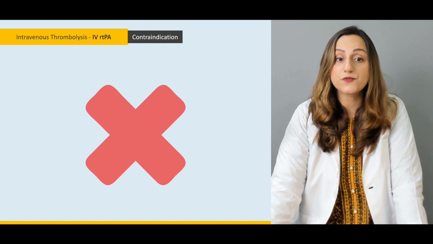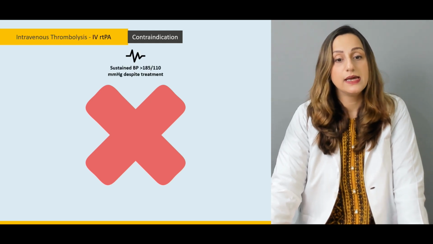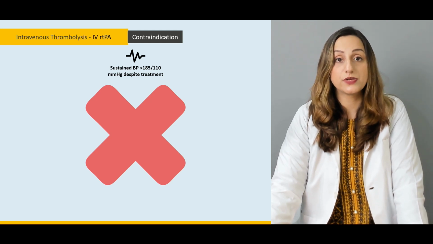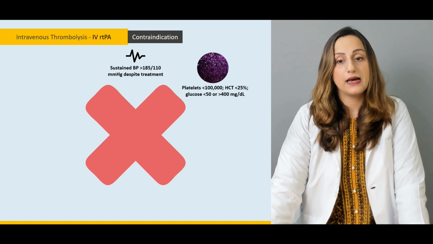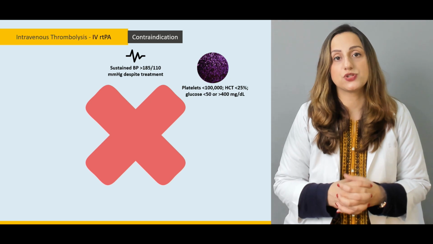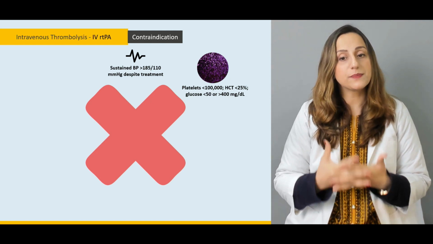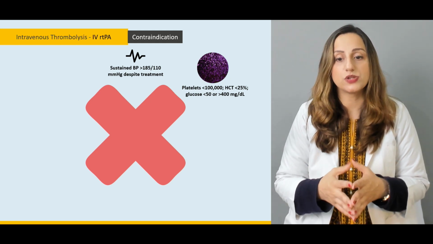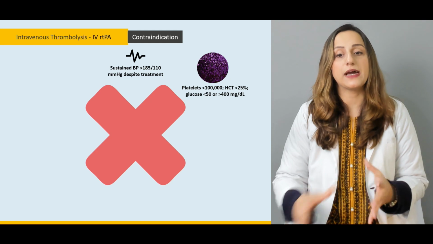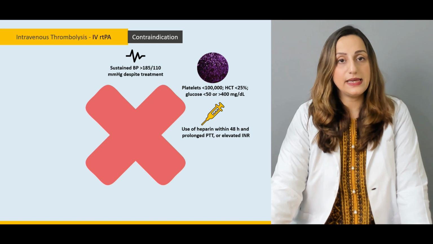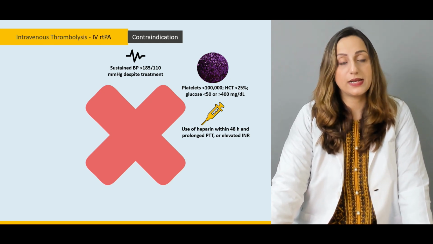The contraindications for giving tissue plasminogen activator: if the BP is not sustained at 185 by 110 millimeters of mercury despite the treatment, then we have to look at whether it is safe to give this tissue plasminogen activator or not. Then if the platelet count is less than 100,000, hematocrit is less than 25%, or the glucose levels are less than 25 or more than 400 milligrams per deciliter, so it's basically a case of hypoglycemia or hyperglycemia, it's not safe to give the tissue plasminogen activator.